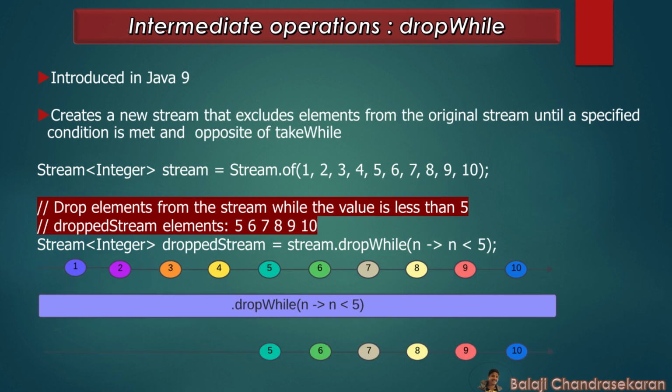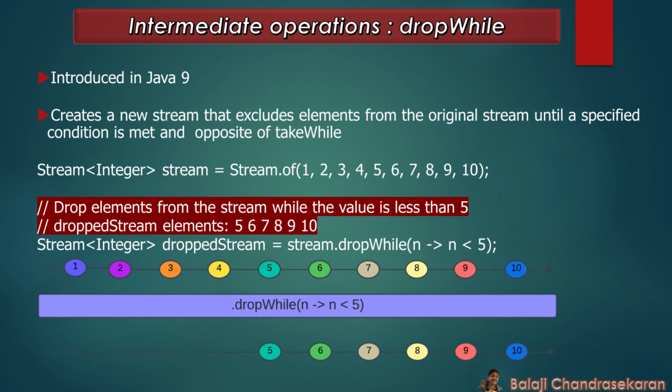The dropWhile method is another new feature introduced in Java 9 for the Stream API. It allows us to create a new stream that excludes the elements from the original stream until a specified condition is met. Once the condition becomes false for an element, all the remaining elements are included in the new stream. It is the opposite of the takeWhile operation.